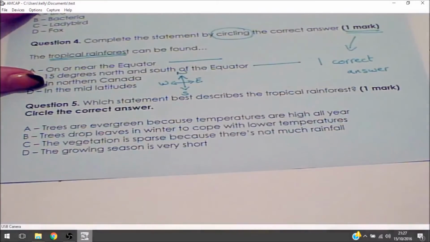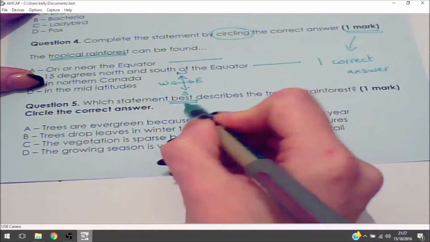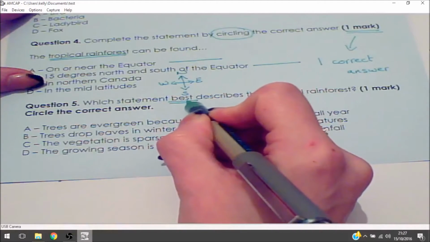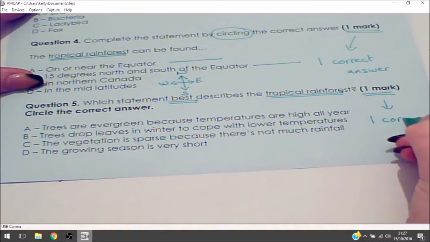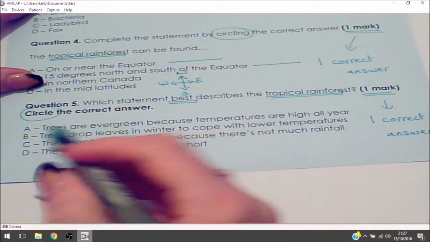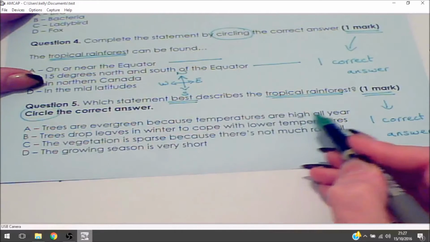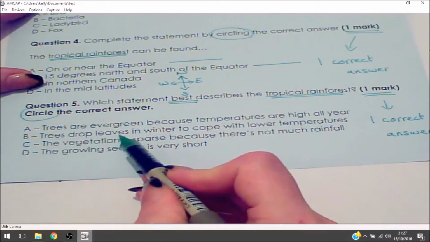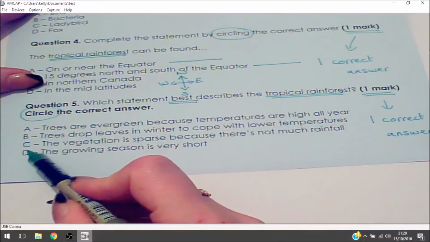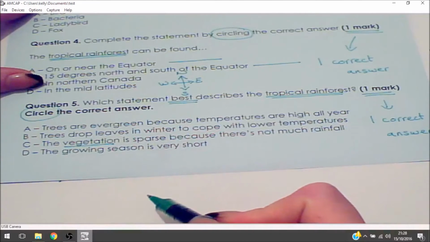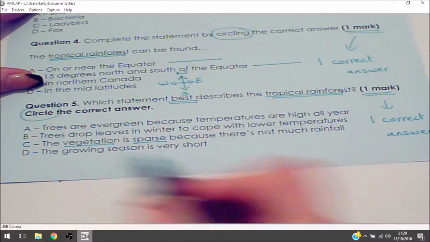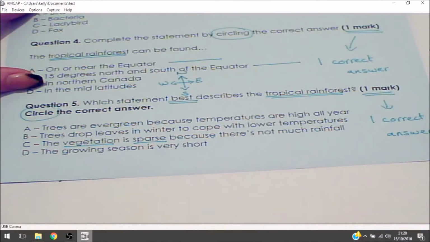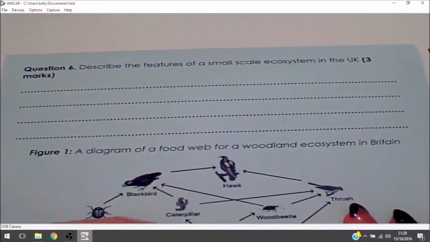Okay, moving on to question 5. Which statement best, okay, so it's not necessarily a perfect reason, but we want the best description. So which statement best describes the tropical rainforest? Again, 1 mark, 1 correct answer. Again, it wants you to circle the correct answer. So is it A, trees are evergreen because temperatures are high all year? Is it B, trees drop leaves in winter to cope with the lower temperatures? Is it C, the vegetation? Think about what the word vegetation means. Is sparse. Think about what the word sparse means, because there's not too much rainfall. Or is it D, the growing season is very short? If you want to turn the page, we'll move on to question 6.